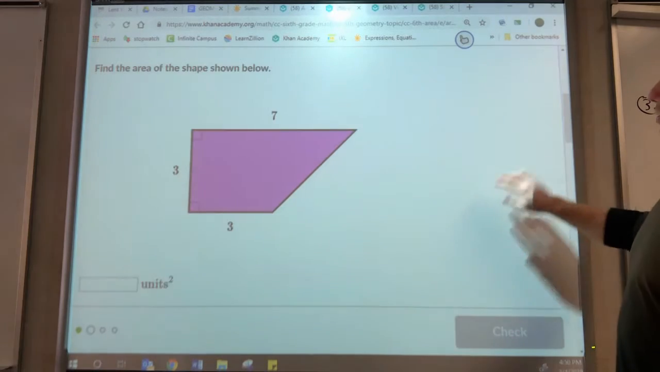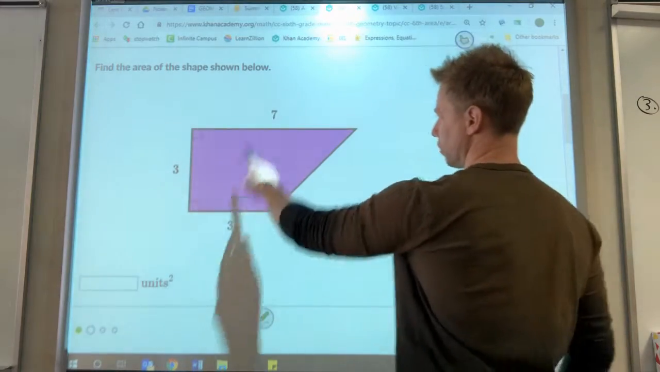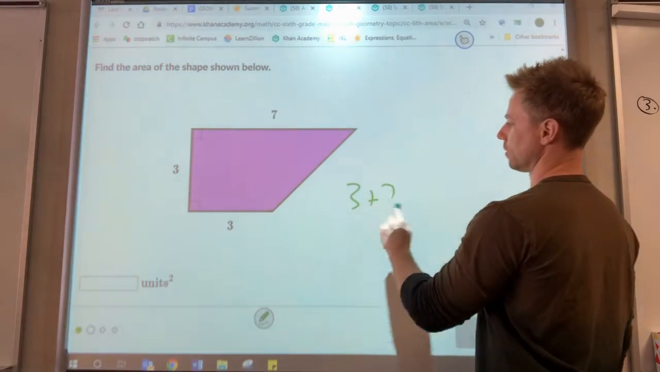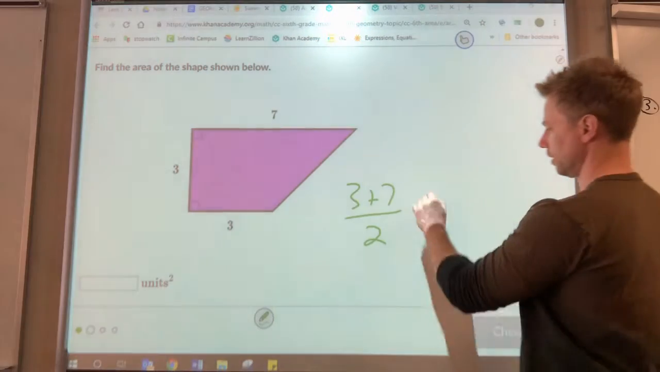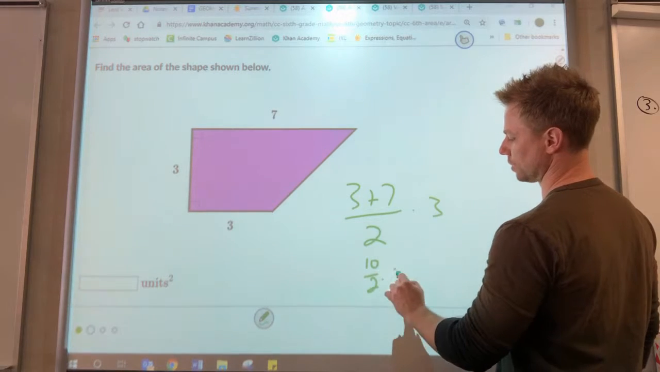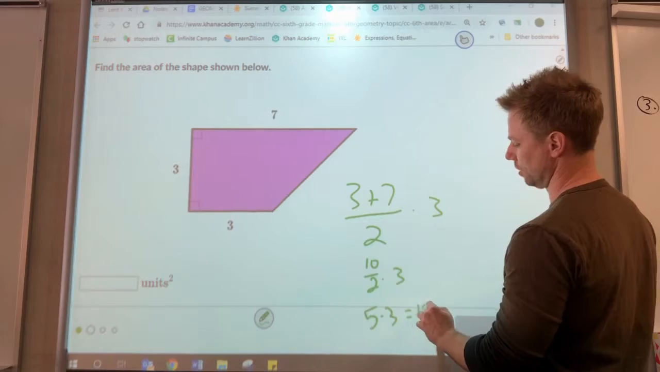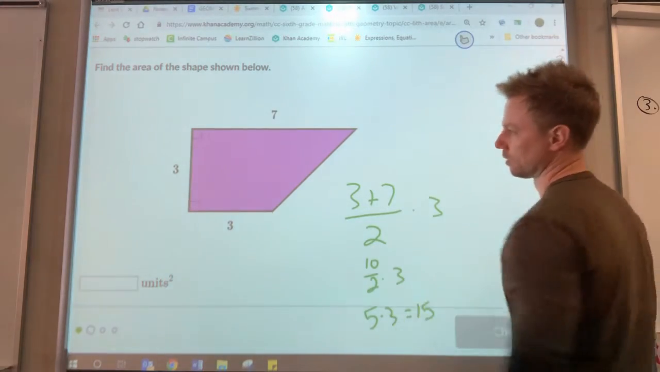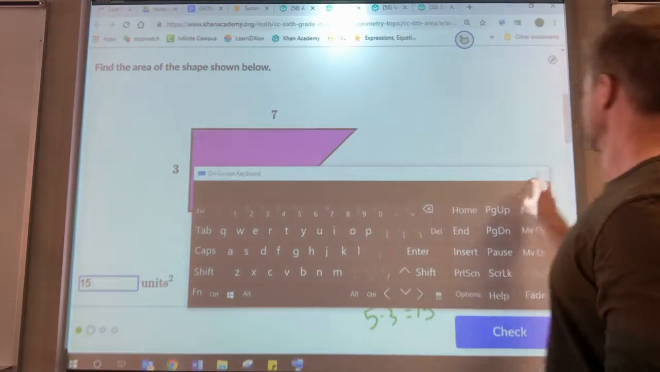And another trapezoid. This one's a little bit simpler. Base 1 and base 2 are 3 and 7. Add those together, divided by 2 times the height of 3. 7 plus 3 is 10, divided by 2 times 3. 10 divided by 2 is 5. 5 times 3 is 15. So the area of our trapezoid is just 15.